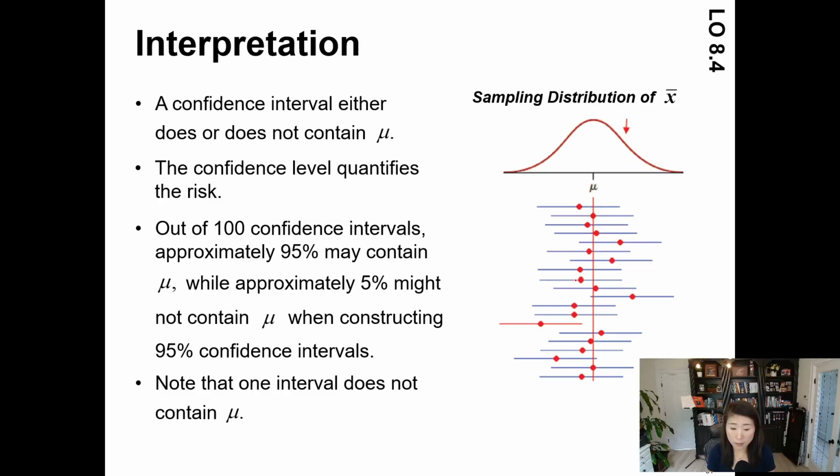Note that one interval does not contain the mu. You can see here, this one does not contain my population mu, and this one also does not contain my population mu. Basically, the confidence interval we are calculating here tries to show, with my 95% confidence, what is the range that my mu may be included in.